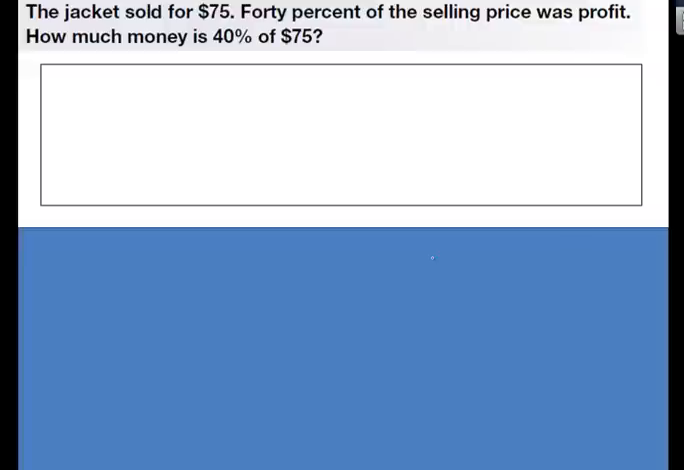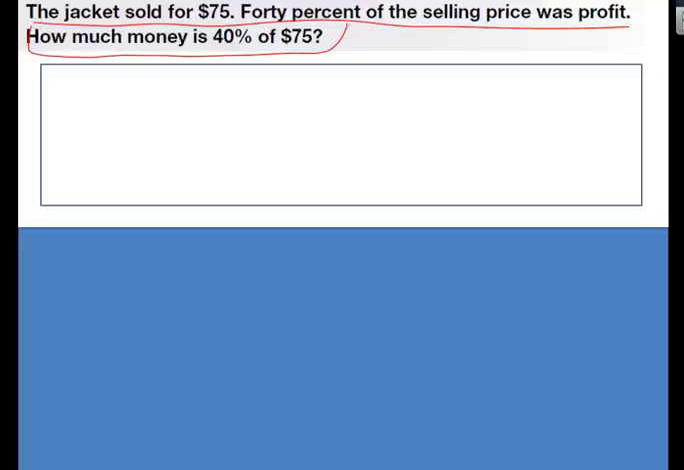Let's see if you can do one on your own. The jacket sold for $75. 40% of the selling price was profit. How much money is 40% of 75? Okay, so in this one here, do we even need this right here? Do we need that to solve our problem? We really don't. That's just background information. Everything we need is right here in that phrase right there. It says how much money is 40% of 75?